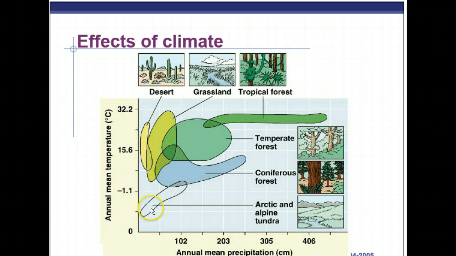The two driest biomes are tundra, which is cold all the time and dry, and deserts, which are hot and dry but cold sometimes.